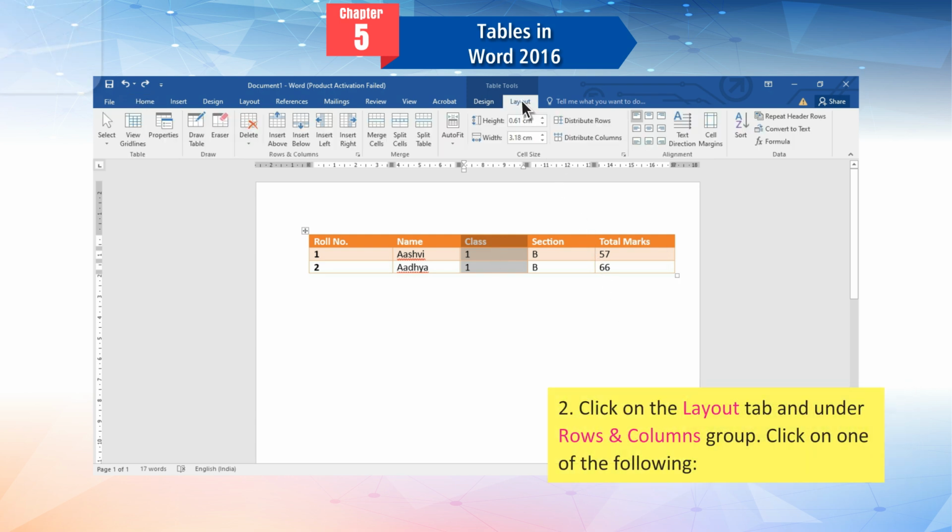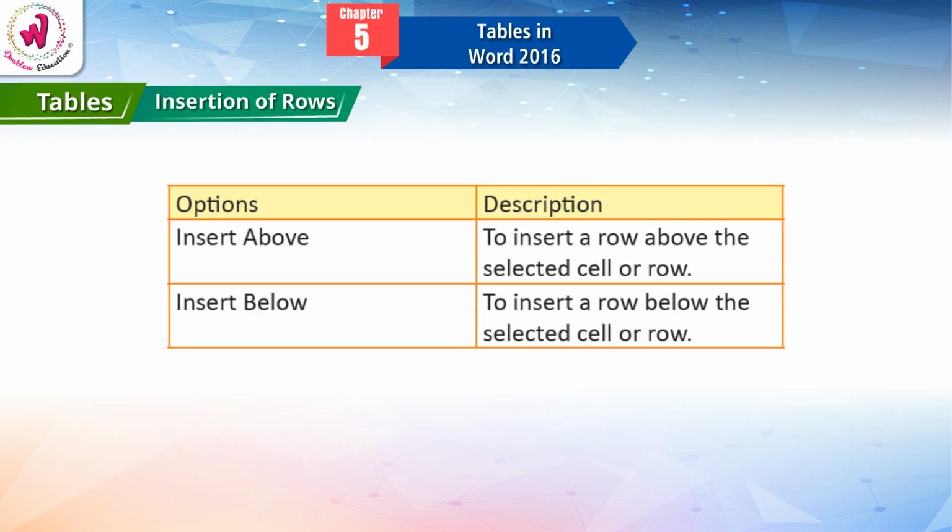2. Click on the Layout tab and under Rows and Columns group, click on one of the following. Insert above, to insert a row above the selected cell or row. Insert below, to insert a row below the selected cell or row.